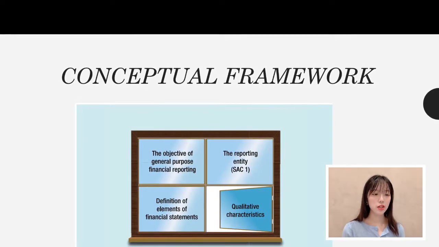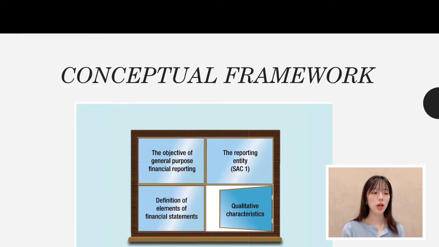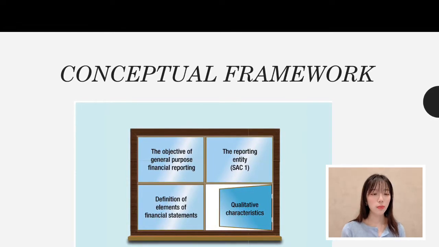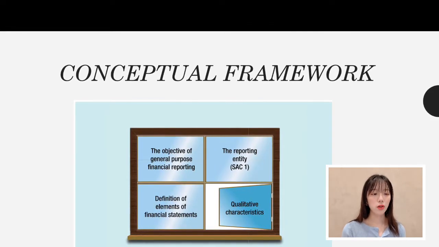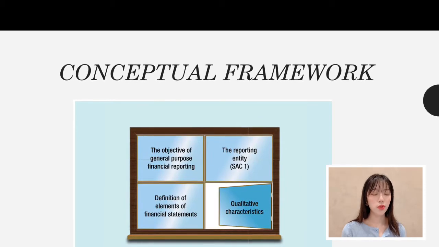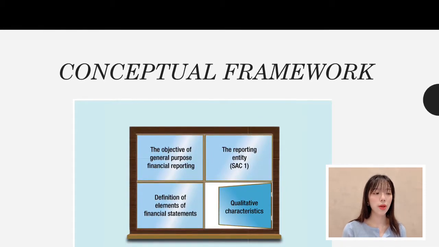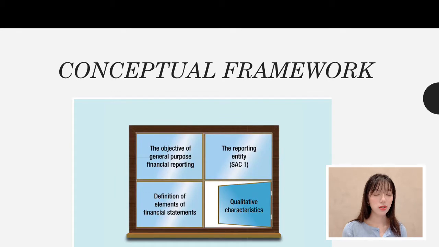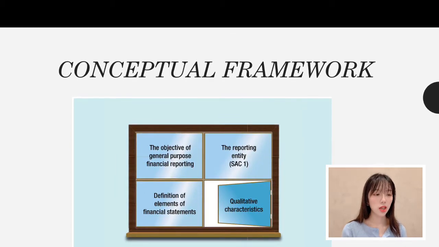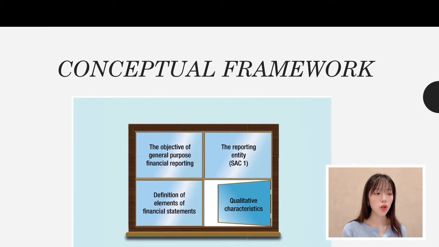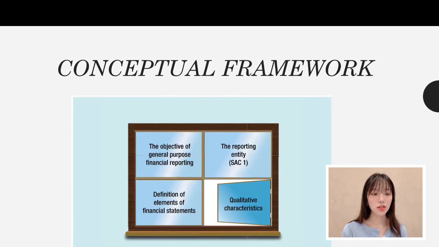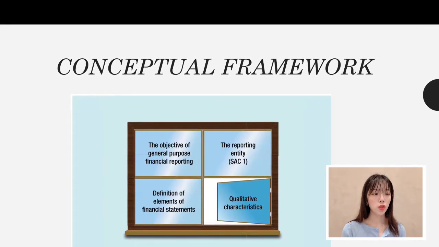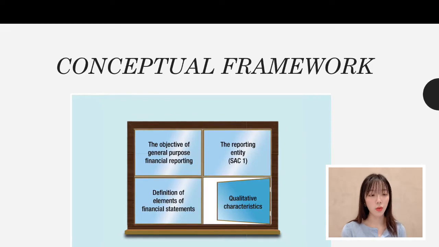Second, this section is still under development by the AASB, using Australian SAC 1. It is important to determine whether a reporting entity must prepare external general-purpose financial reports that comply with accounting standards. SAC 1 reporting entities are entities in which it is reasonable to expect the existence of users who depend on general-purpose financial reports to enable them to make economic decisions.